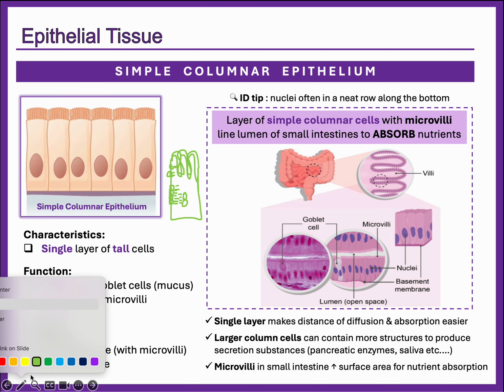So the nuclei often are in a neat row at the bottom in these simple columnar. The layer of simple columnar cells often have microvilli that line the lumen of the small intestine and help to absorb nutrients. So here you might see it as this like little border, but these are actually little ups and downs that you can't see very well on these cells, okay? And those are microvilli.